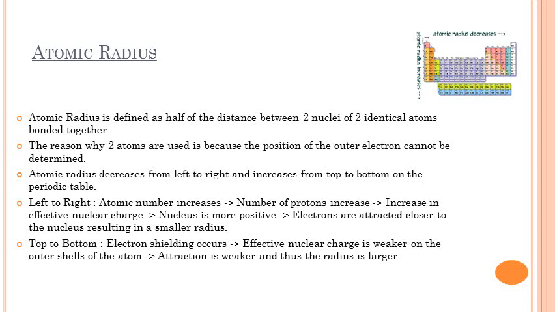From left to right, atomic number will increase, and therefore the number of protons will increase. This causes an increase in the effective nuclear charge of the nucleus. The nucleus is now more positive, and therefore electrons are attracted closer to the nucleus, resulting in a smaller radius.